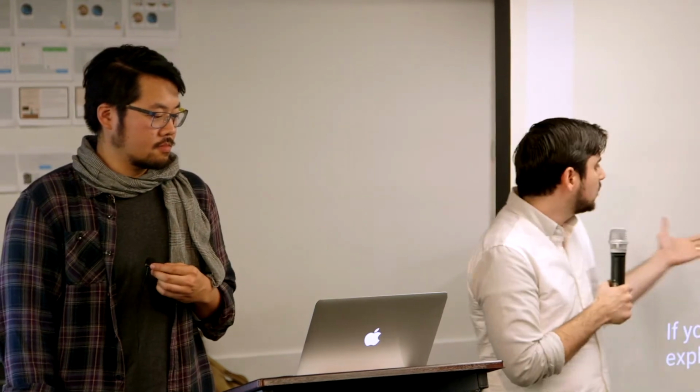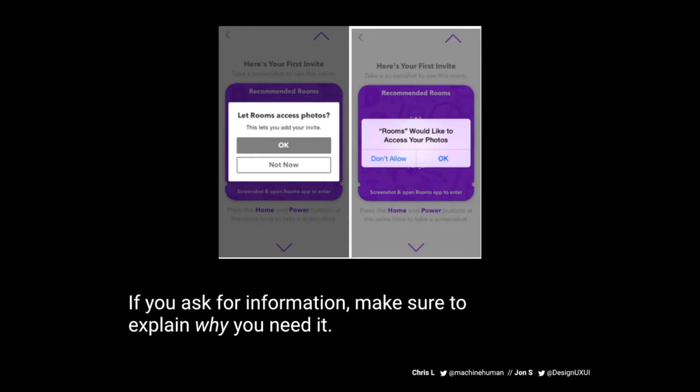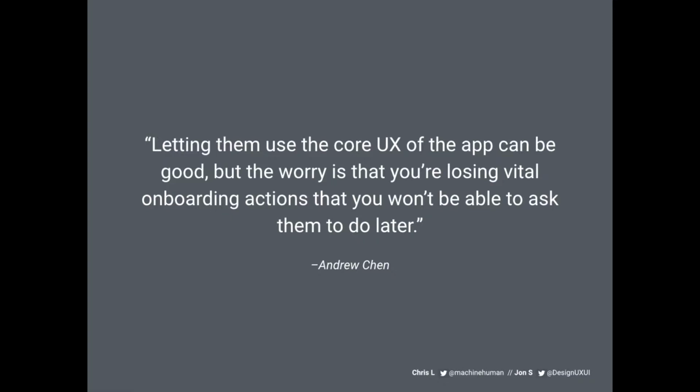So let the users know why. If you just tell them, hey, we need access to your photos because you're going to share your photos, or hey, we're going to your contacts because you're going to contact someone and share this picture. Just letting them know why allows you to get a higher rate of those permissions, which are really critical for the experience.